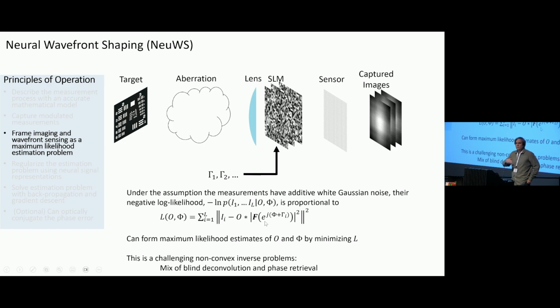Unfortunately, this is pretty challenging to solve in practice, particularly for high resolution objects and very strong aberrations. It's sort of a mix of blind deconvolution, where you need to separate the PSF from the object, and then, once you have the PSF, you need to solve a phase retrieval problem to reconstruct phi.